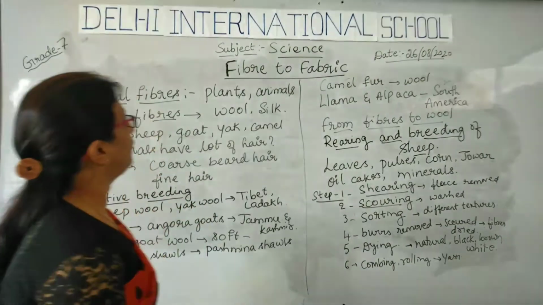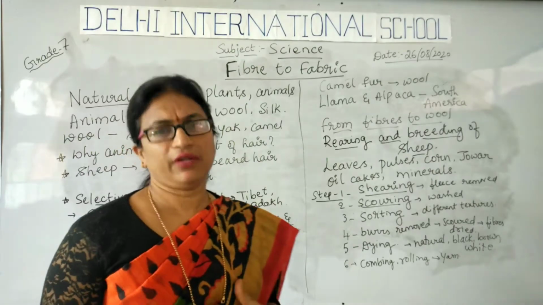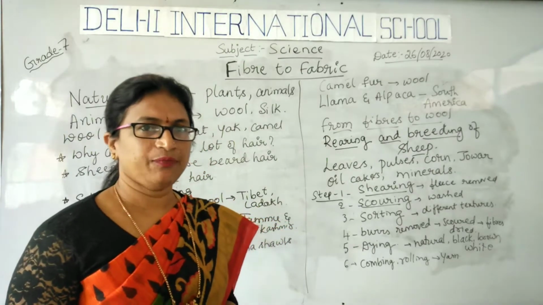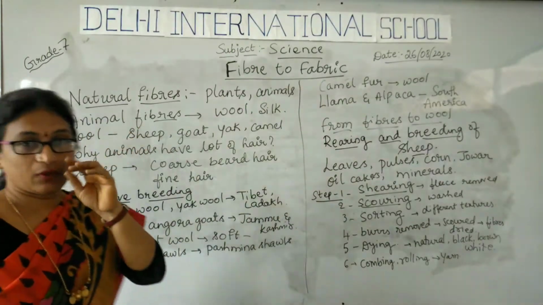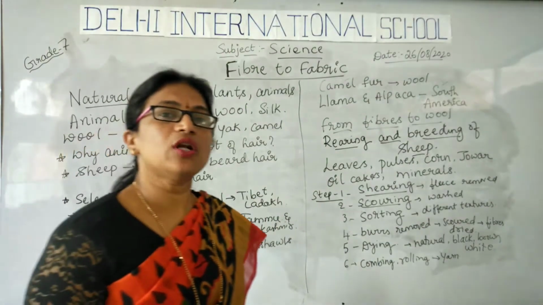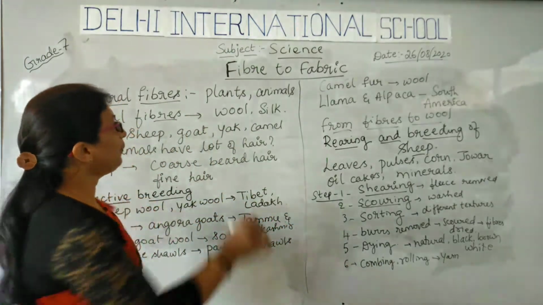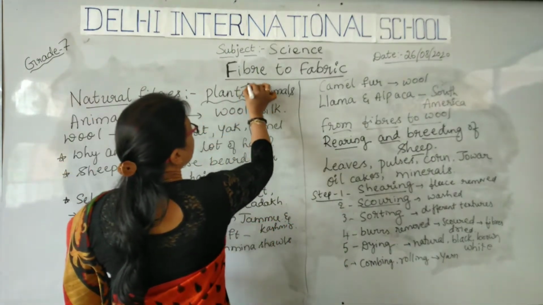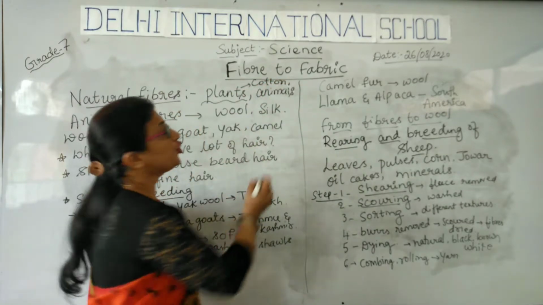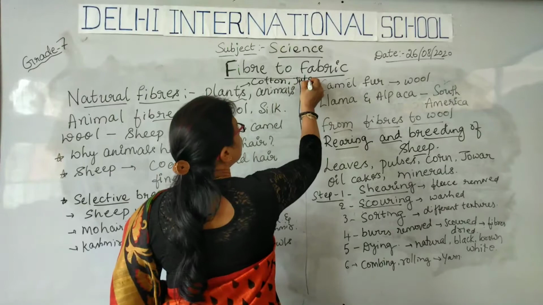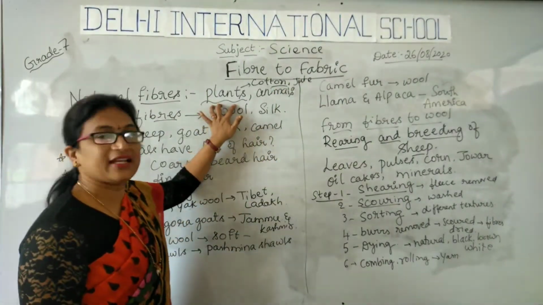What is meant by fiber? From where can we get these fibers? In the previous classes we have studied what natural fibers are. Natural fibers are the fibers which are obtained from plants and animals. For example, from plants we extract cotton, and jute from the jute plant. Those are examples of plant fibers.